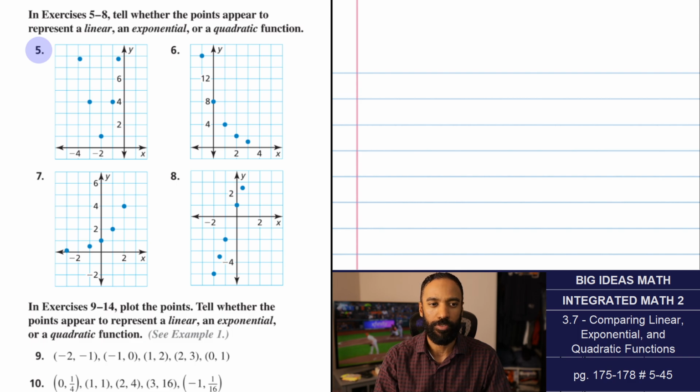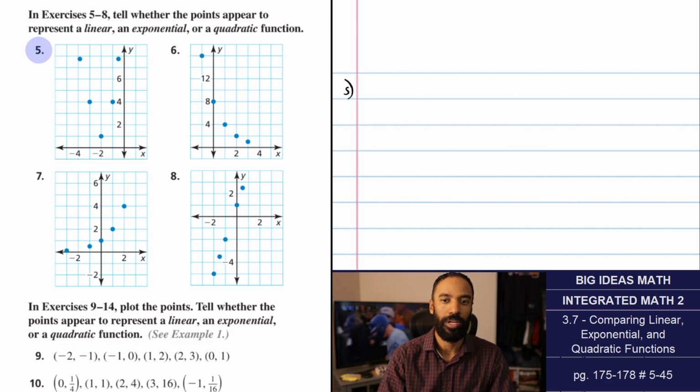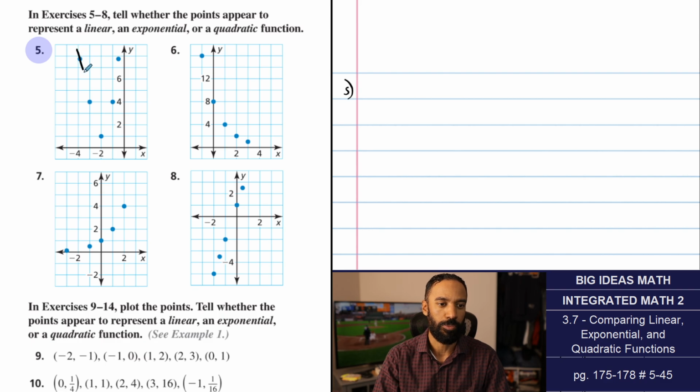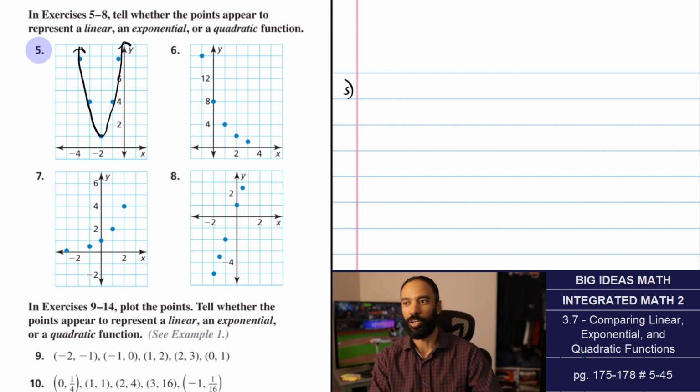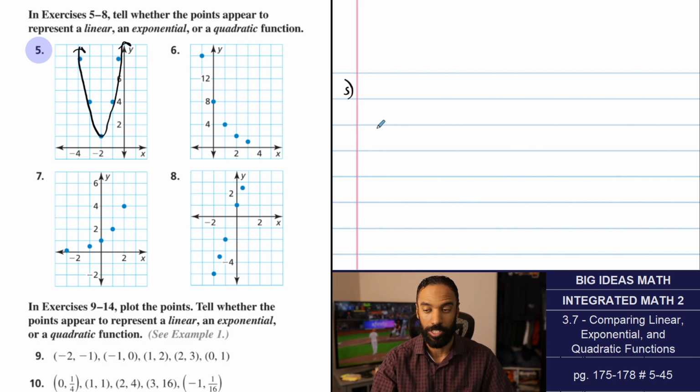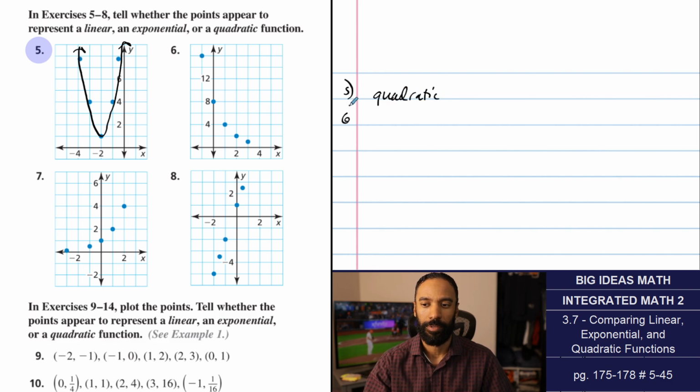Let's start with numbers 5 through 8, where we tell whether the points represent a linear, exponential or quadratic function. They do not ask us to explain, so I will not write an explanation, but I will just model what I'm seeing here. I'm sorry, this will be kind of tough to do with my mouse. Listen, it's not linear and it's not exponential. Even if you wanted to argue it's a V shape or something, which it's not, a constant rate of change, that appears very quadratic on that one.